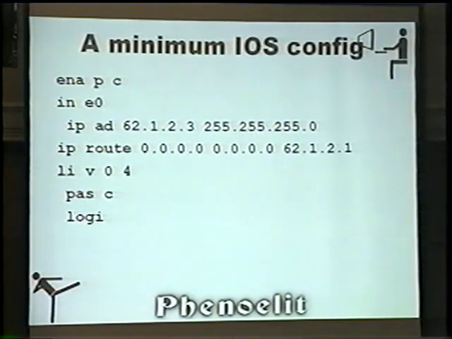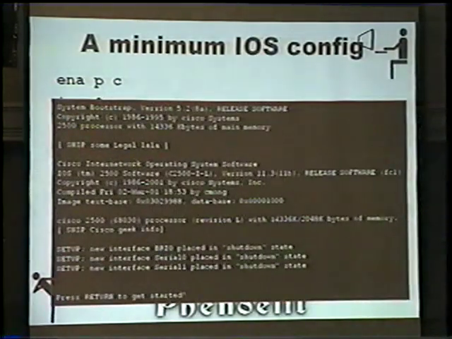Has everything you need: an enable password, the password is C, an IP address on the Ethernet interface, a default route because, well, remote, you want to reach it again. The configuration for the Telnet interface, a password, and the login statement, and that's pretty much it. You don't need more. And this is how it looks when it actually happens.